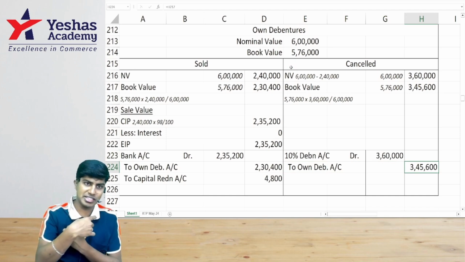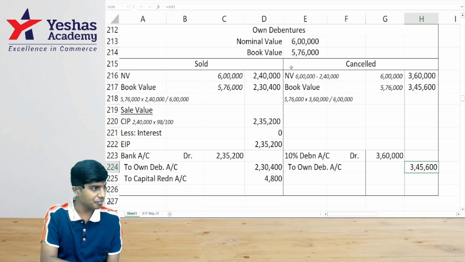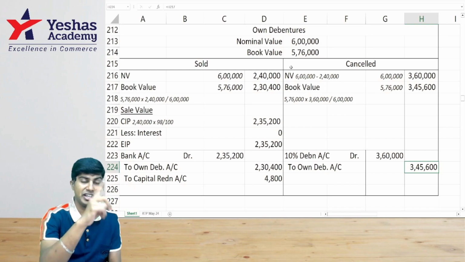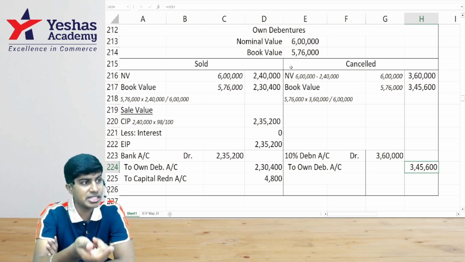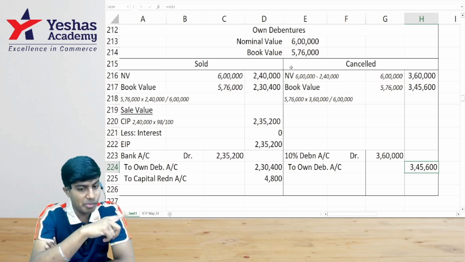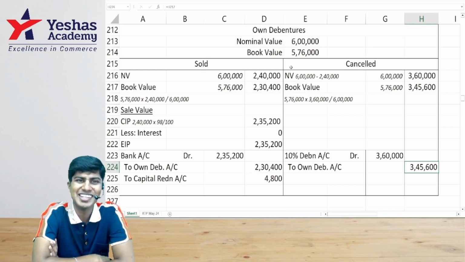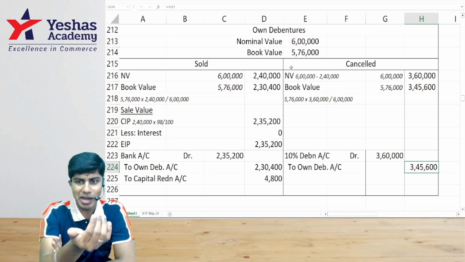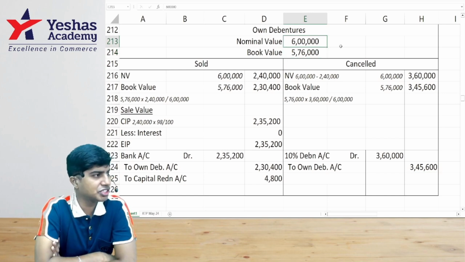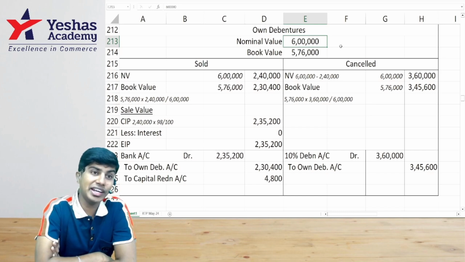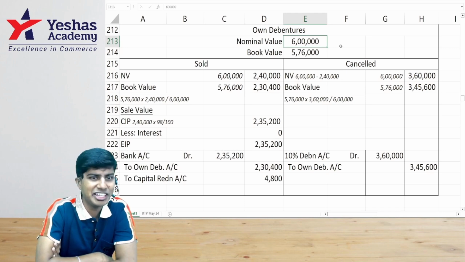If I had not purchased these debentures from the market and cancelled them, I would have been supposed to pay the people on the date of redemption the nominal value of 3,60,000. But because I bought them back, I'll pay only 3,45,600. When I purchased it from the market, I paid only 5,76,000 against a nominal value of 6 lakh. On the date of maturity I would need to redeem them by paying 6 lakh, but I bought them for 5,76,000 only. That is the reason there is profit.